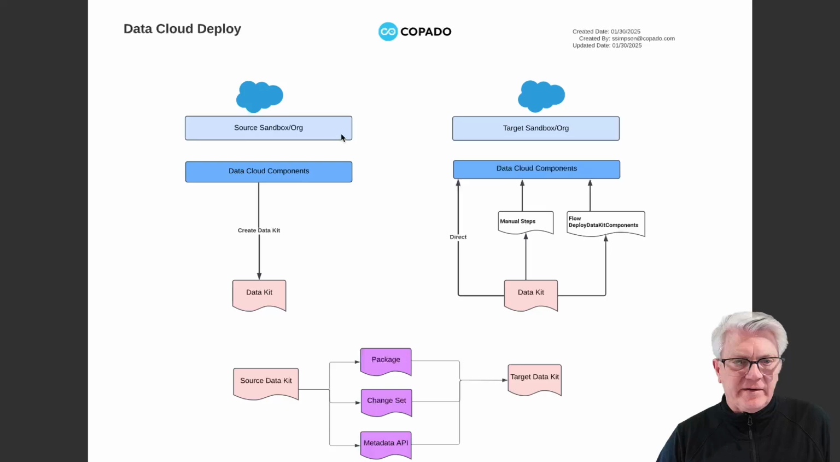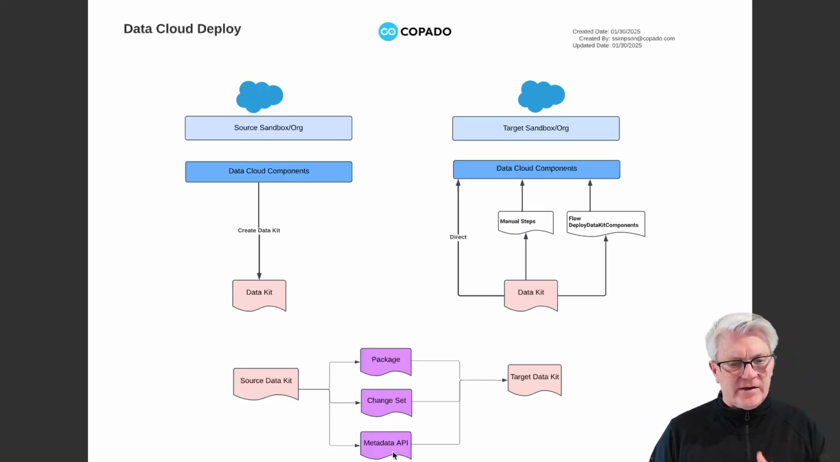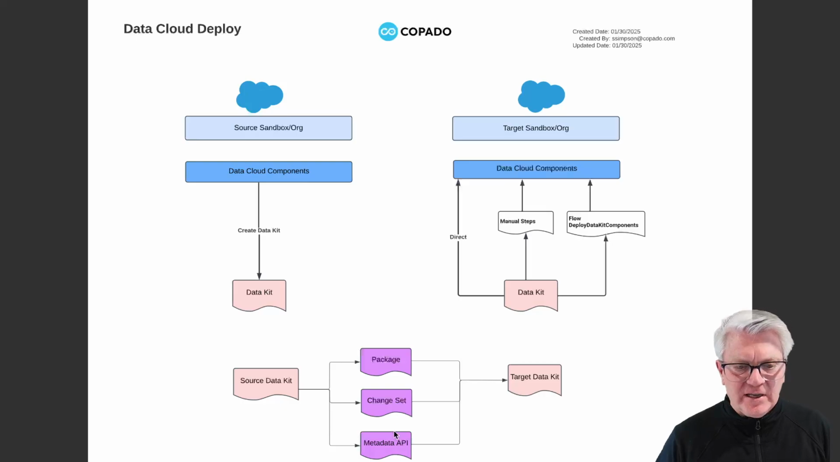Now, unlike metadata, your source sandbox org and your Data Cloud components, you can't metadata deploy them directly. The best approach defined by Salesforce is you bring them into a data kit, and then there are 3 methods to deploy the data kit. You either use a package deployment, a change set deployment, or the metadata deployment, which is still under development with some issues. Currently, the package deployment appears to be the most reliable. I'm really looking forward to the metadata deployment becoming more capable.